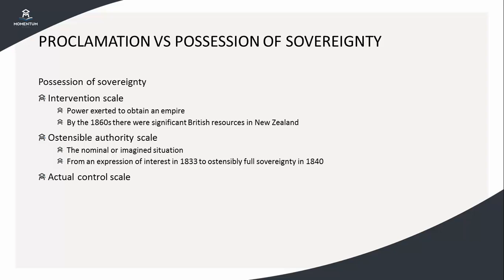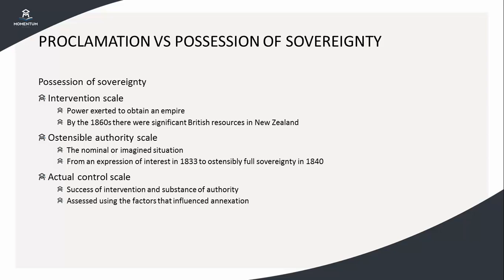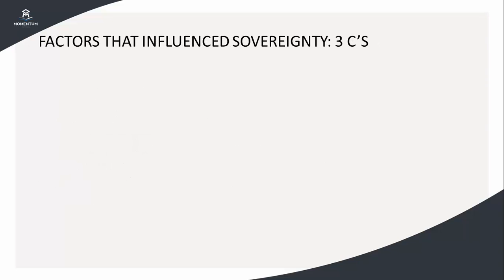The actual control scale measures the success of intervention and the substance of authority. This factor happened over years and as such is more complicated. It must be considered by looking at the factors that influenced annexation. The 3 C's that affected annexation are commerce, Christianity, and colonization.